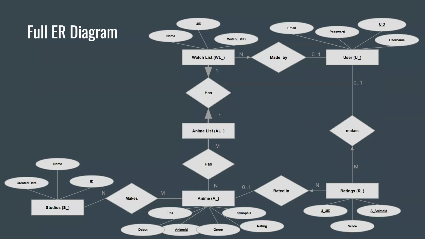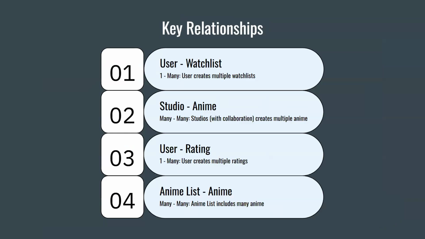And this is the full ER diagram and it has the attributes that Corey was mentioning. Next, we'll move on to the key relationships. So the first relationship is the user and watch list. This is a one-to-many relationship because one user can create multiple watch lists, but each watch list is specific to one user. The next relationship is studio to anime.